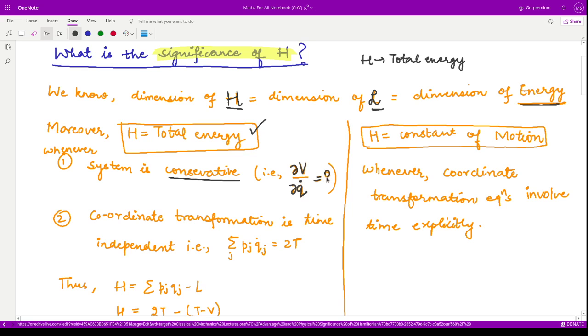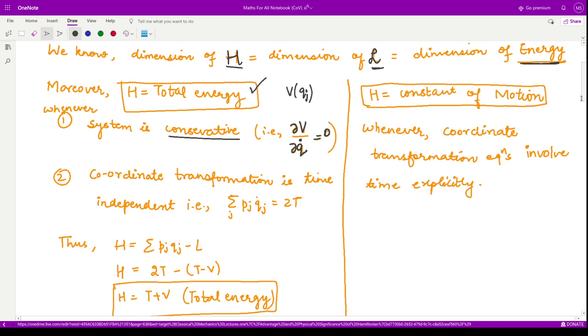So when you take the partial derivative of the potential, which is basically a function of qj only, that would come out to be 0. So for a conservative system, the Hamiltonian represents the total energy of the system.